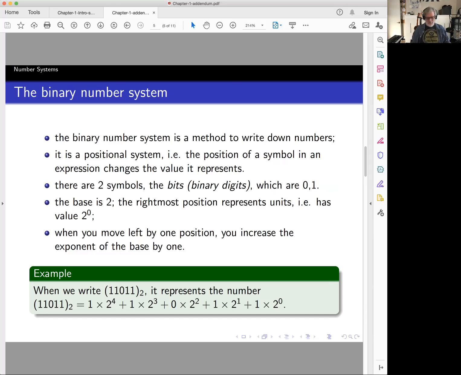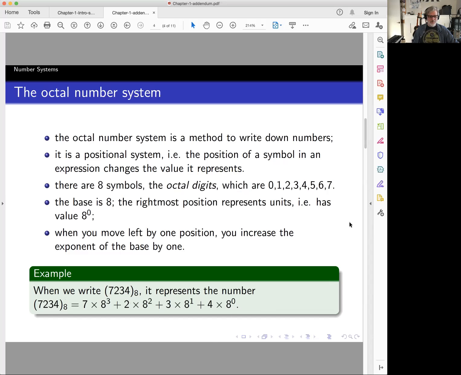Okay, yes. Since if you write 1 0 in the octal number system, it would be 8. Okay. So yes, but you see where this is going. Yeah, it's just super confusing. Yes, absolutely. Okay.